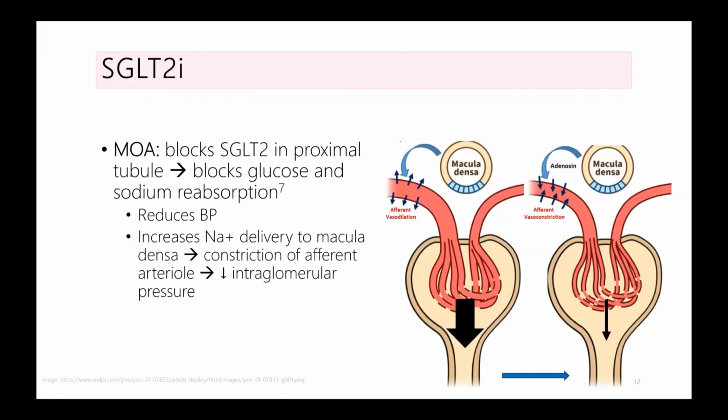So let me break this down a little bit more for you to know how this can be beneficial in CKD. In CKD, the afferent arteriole is actually abnormally dilated as a compensatory mechanism to maintain blood flow to the kidneys. So as an SGLT2 inhibitor increases the sodium delivery to the macula densa regulatory cells in the nephron, this leads to constriction of the afferent arteriole. This constriction leads to less blood flow and fluid delivery to the glomerulus, which then would decrease the intraglomerular pressure and then decrease proteinuria.